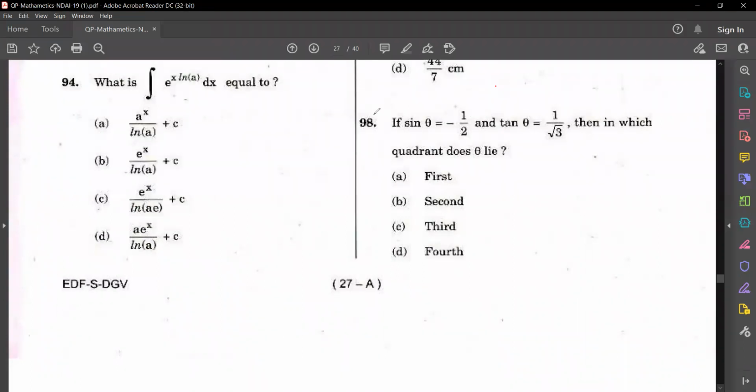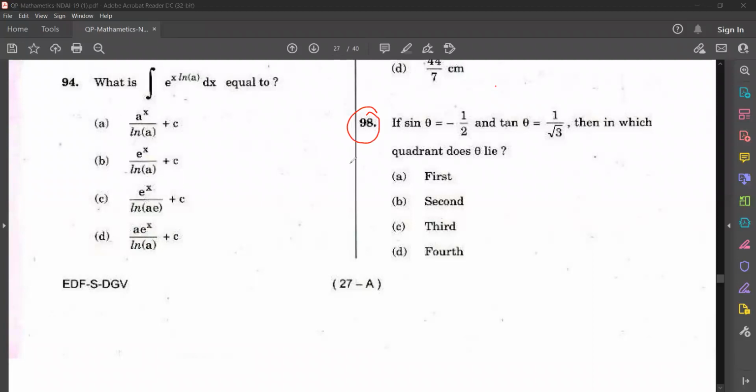Question number 98. If sine theta is equal to minus 1 by 2 and tan theta is equal to 1 by root 3, in which quadrant does theta lie? So that can be said within seconds, isn't it? In which quadrant do we have sine theta negative and tan theta positive?